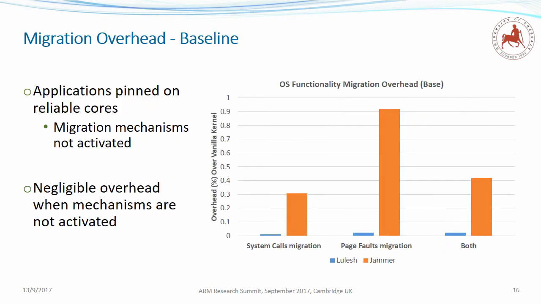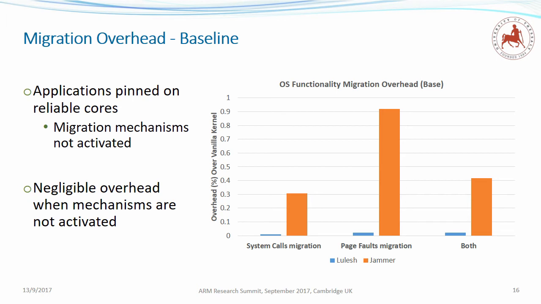Of course, this increased resilience often comes at some overhead. The first thing we measured was the baseline overhead of our mechanisms. So we implemented the mechanisms, we activated them. However, we made sure that they will not be used. And we did that by pinning the applications on the reliable cores. And you can see that the overhead is negligible. We have here the overhead, it starts from 0 to 1%. The different colors correspond to different applications. So this is Jammer, and this is Lules. Lules is a computationally intensive application from the Coral benchmark suite.